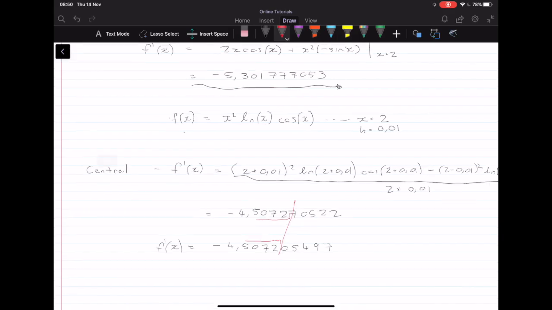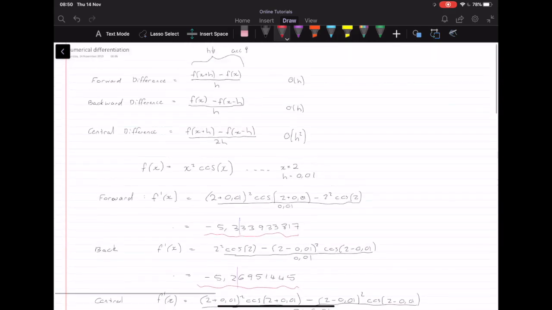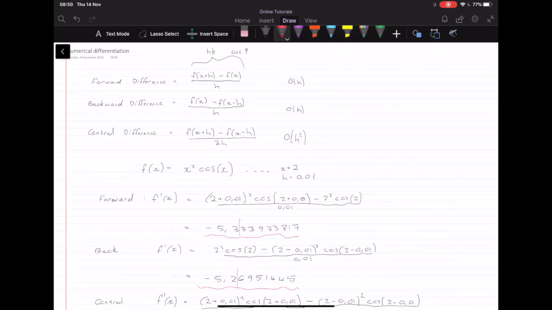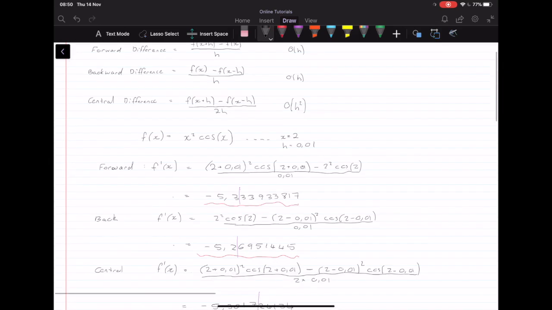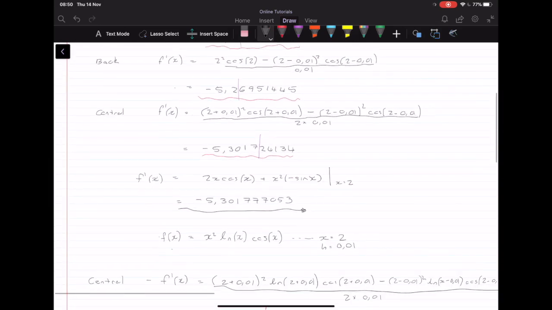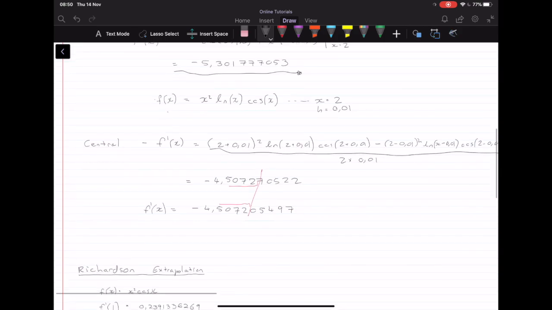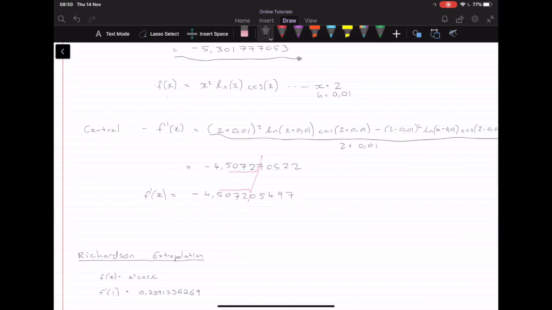That's basically what I wanted to run through in this video, just running over the formulae and how to use them with some examples. In the next video, I will be covering Richardson extrapolation, which gives us a slightly better order of accuracy, but it is a bit more tedious.